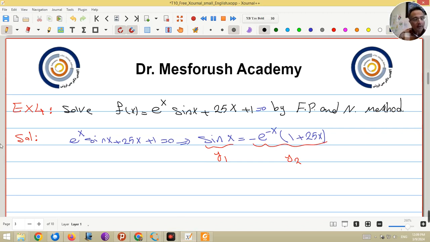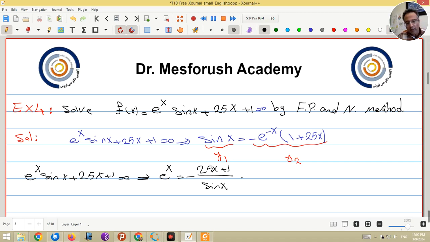Let me start with e to the power of x sine of x plus 25x plus 1 equal to 0, and we compute e to the power of x from this equation. E to the power of x is minus 25x plus 1 over sine of x, and this gives x equal to g of x equal to ln of minus 1 plus 25x over sine of x.